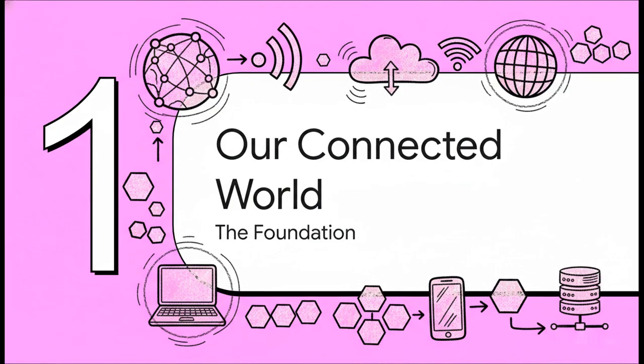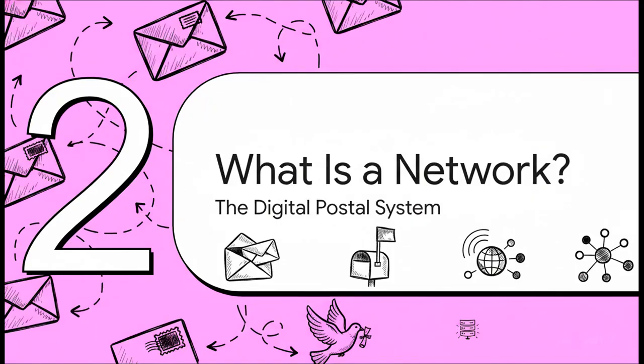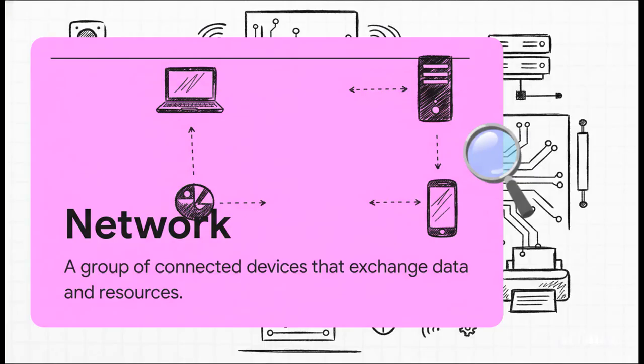First up, our connected world. It feels incredibly complex, but the main idea behind it all is surprisingly simple. And to really get it, let's think of all of networking as just a massive, global postal system. Trust me, this one analogy is the key to understanding how everything connects and communicates. So at its very core, a network is just a group of connected devices that need to share things. These devices, your computer, your phone, a server somewhere, are often called nodes, and their entire purpose is just to exchange data and resources with each other.